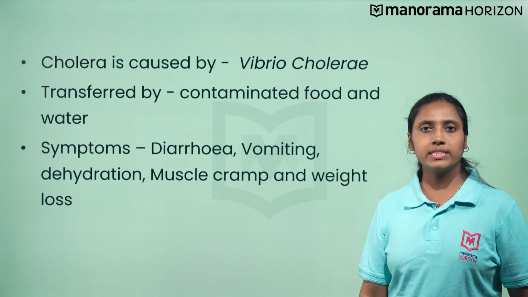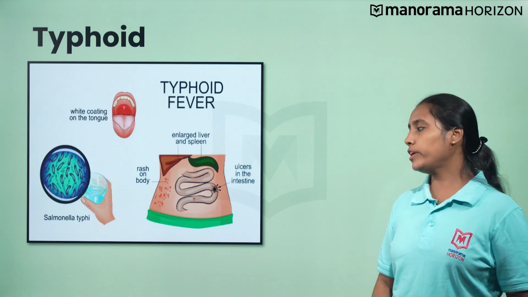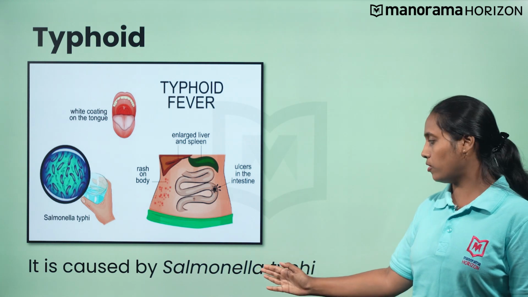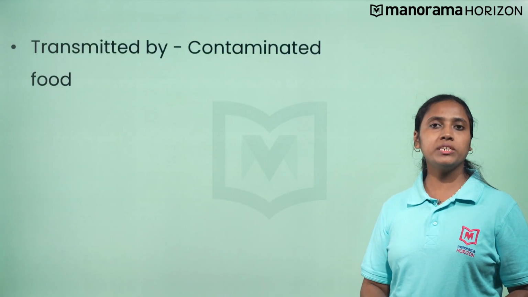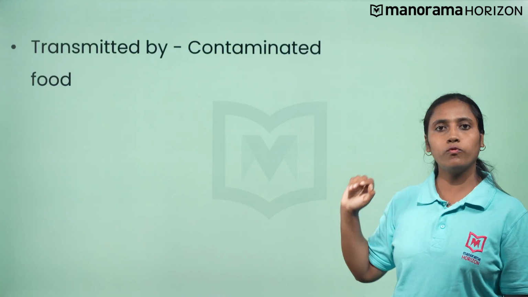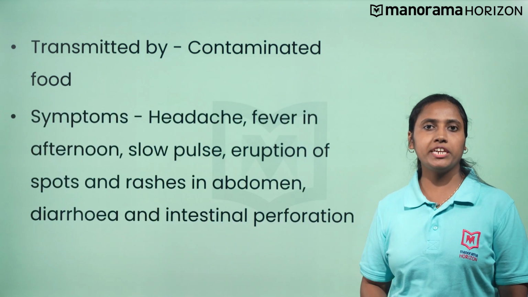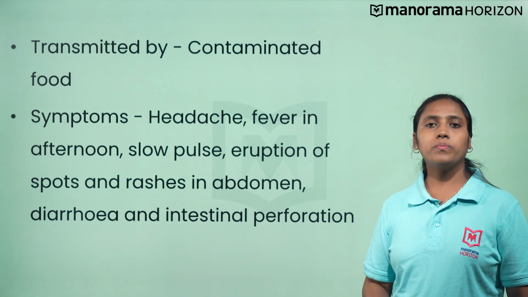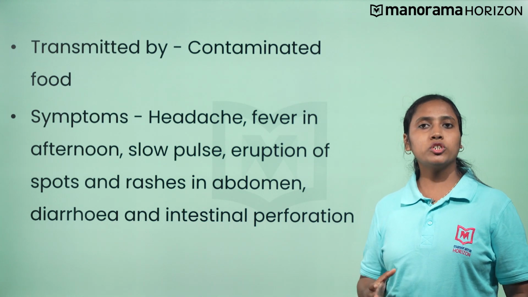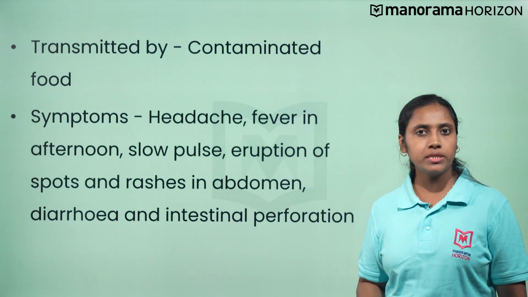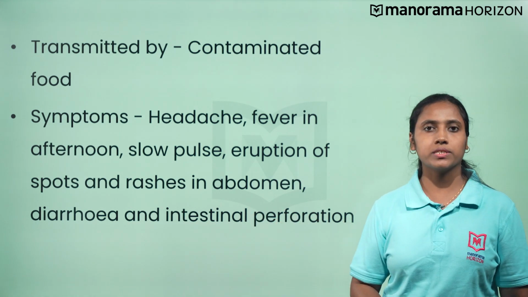The next common disease is typhoid. Have you heard of typhoid? Typhoid is caused by the bacteria called Salmonella typhi. The disease is transmitted through contaminated food. The symptoms are high fever, constipation, headache, fever in afternoon, slow pulse, eruption of spots and rashes in abdomen, diarrhea and intestinal perforations.